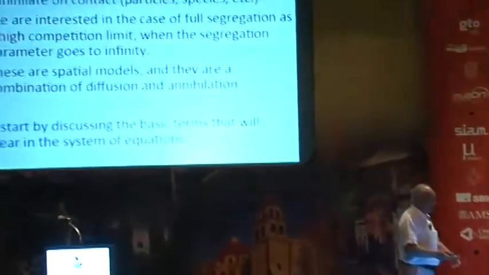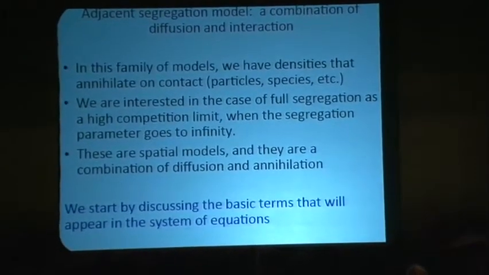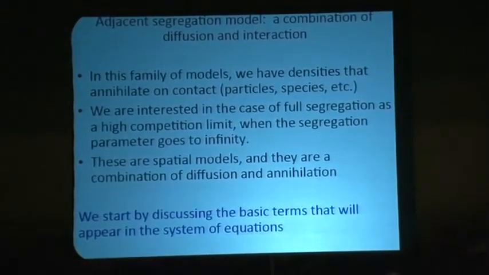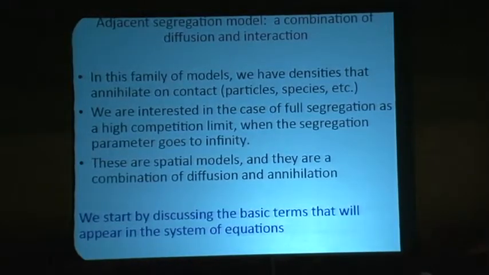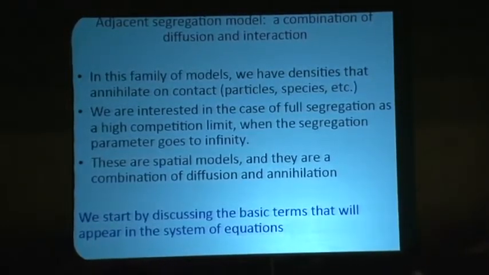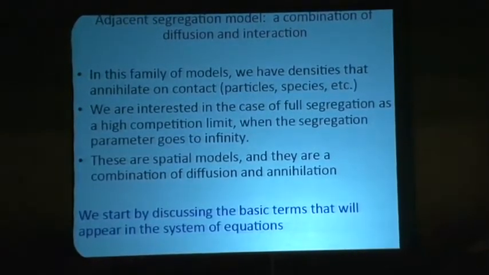So basically, these are spatial models where segregation occurs in space. And as in most things in mathematics, there are some basic mathematical modeling tools. In this case, the two main modeling tools are that the species diffuse and average around where they exist, and then there are some terms in the system of equations that have to do with how they interact with each other.